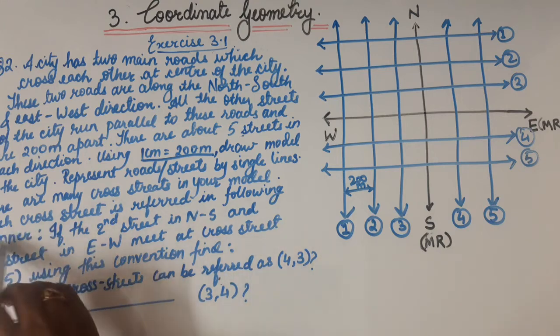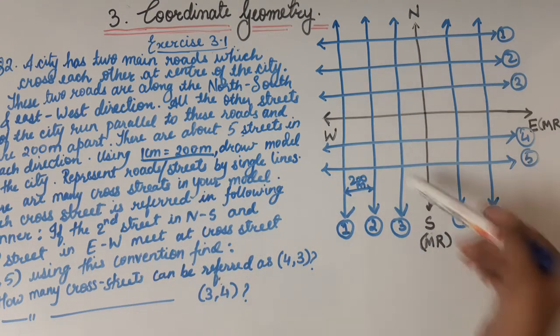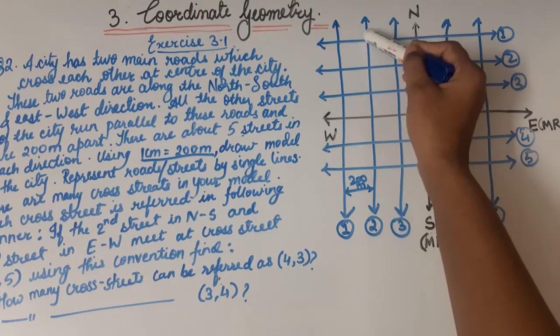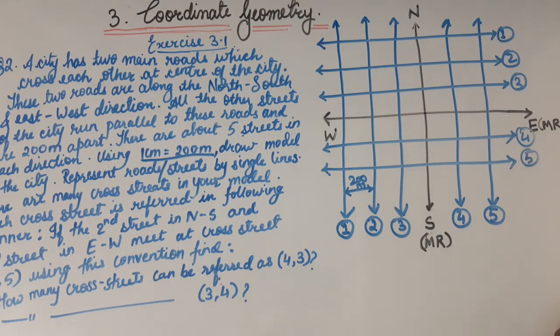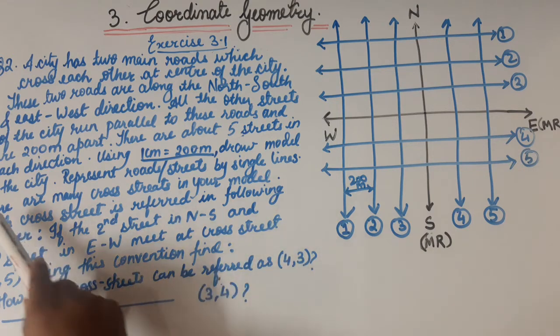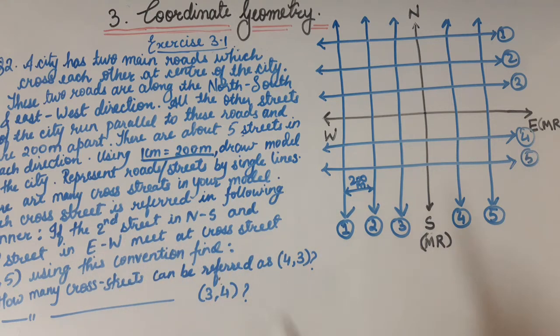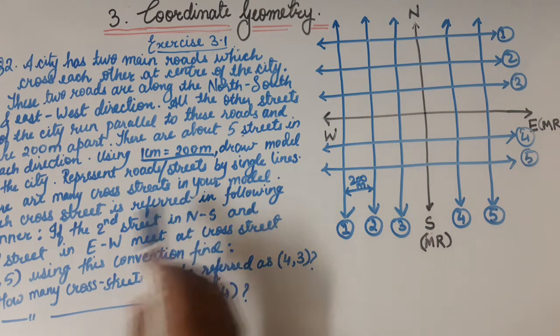Now what is asked? There are many cross streets in your model. Yes, there are many cross streets. Every road is crossing each other. Now you can see here is one crossing, here is one crossing, here is one crossing. So many cross streets are there now. There are many cross streets in your model. Each cross street is referred to in the following manner. Each crossing should have some name, right? So they are referred to in the following manner.